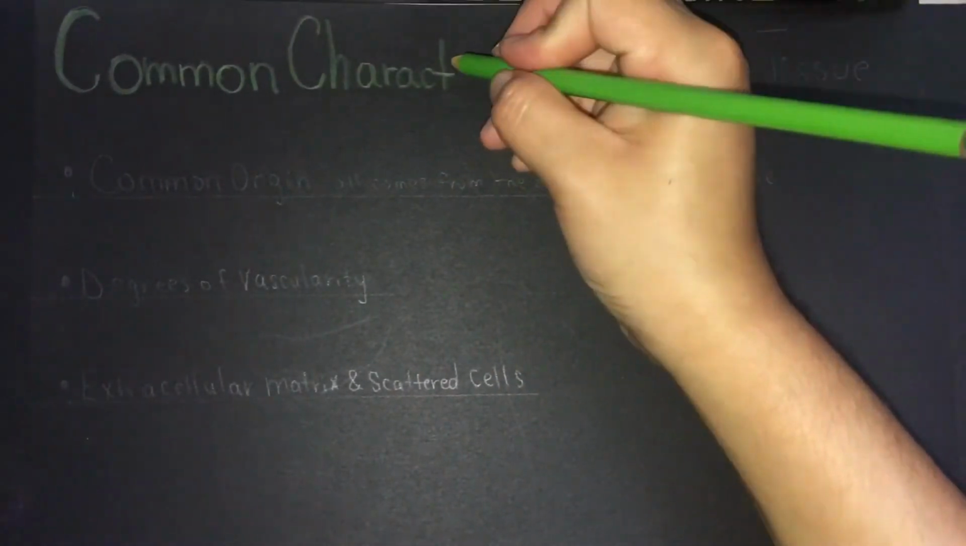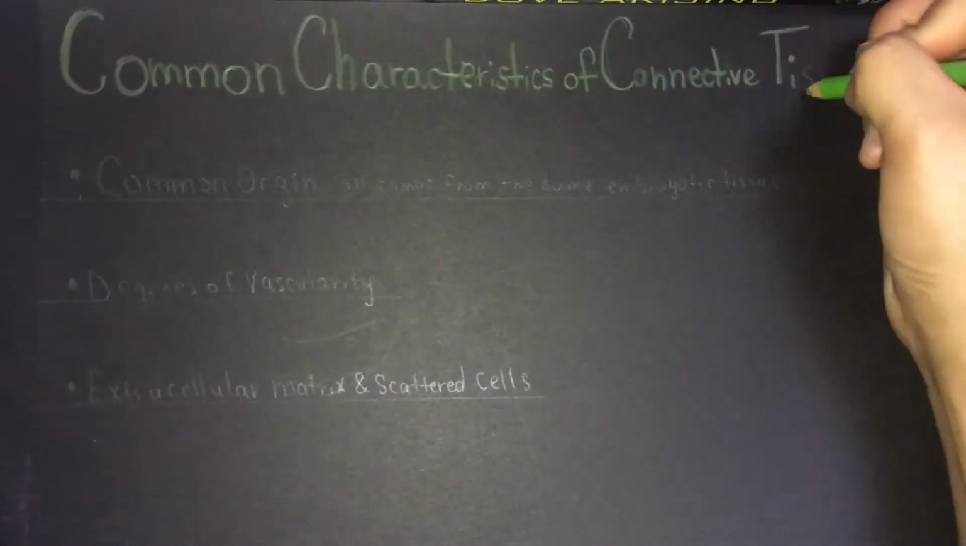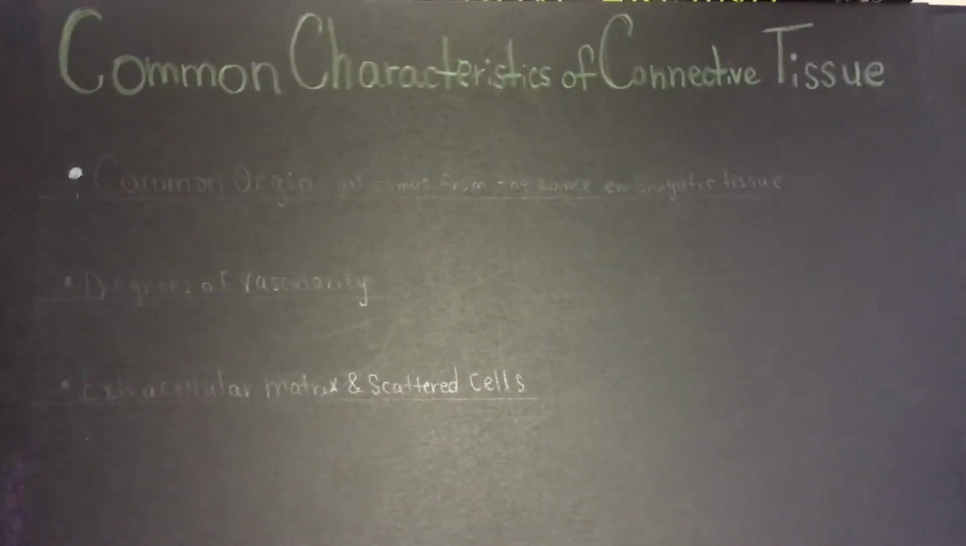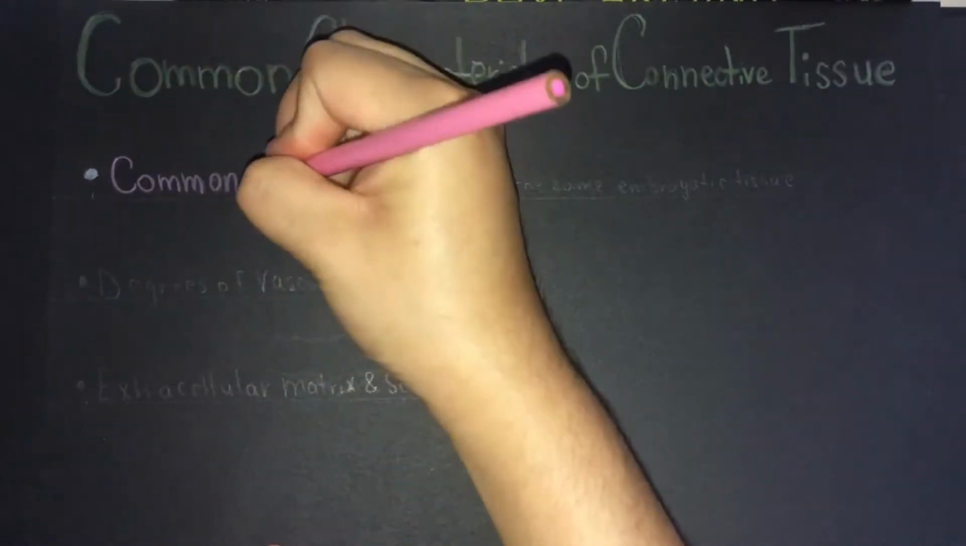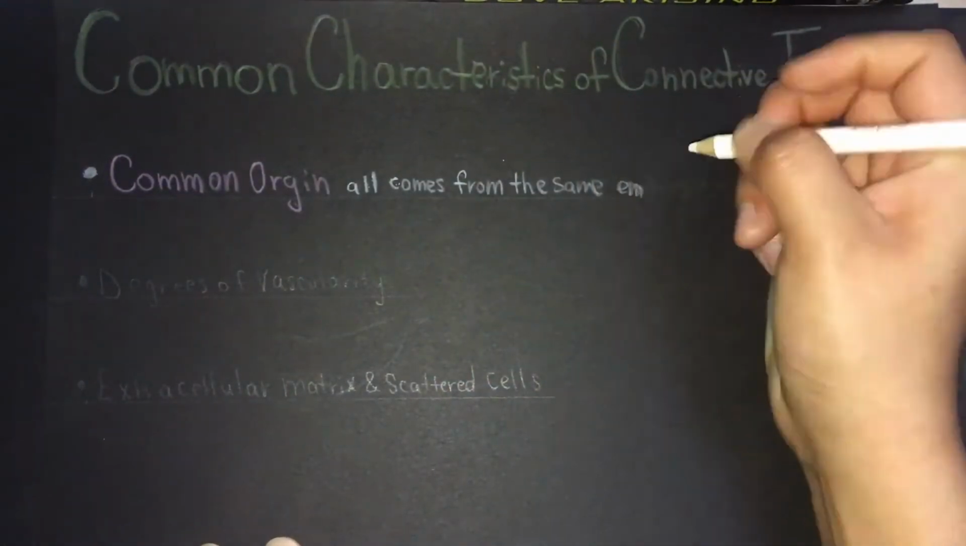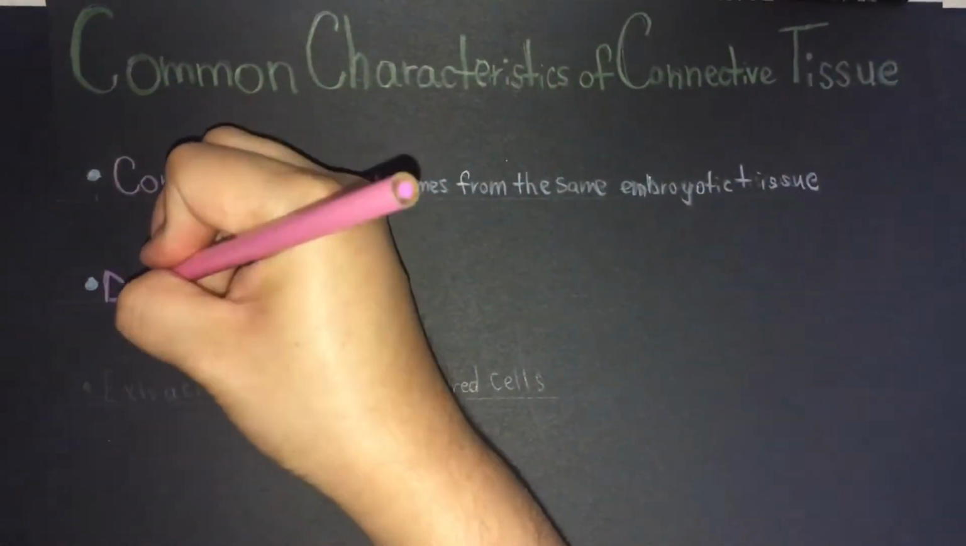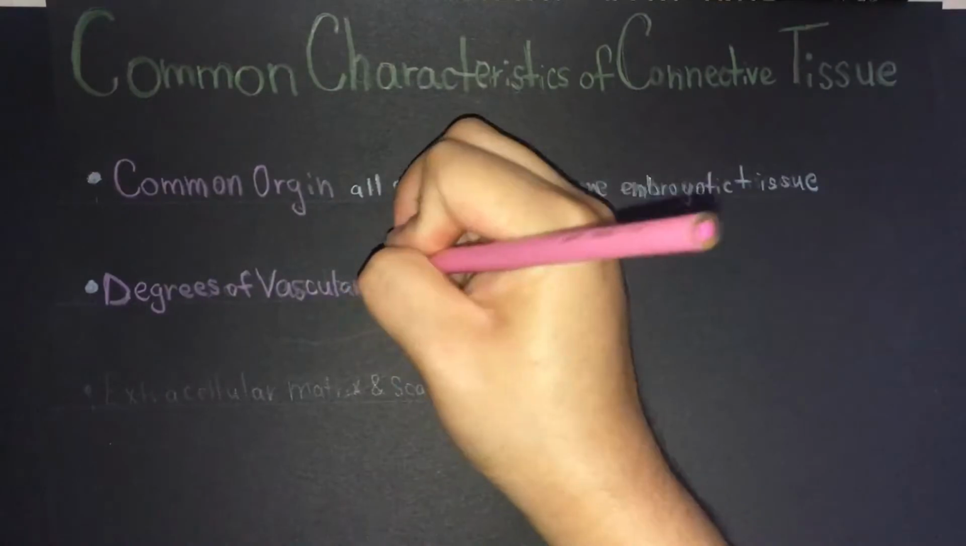Common characteristics of connective tissue. Common origin: all comes from the same embryonic tissue. Degrees of vascularity, extracellular matrix, and scattered cells.